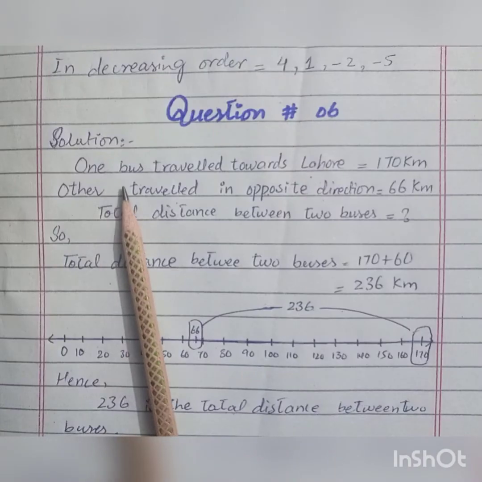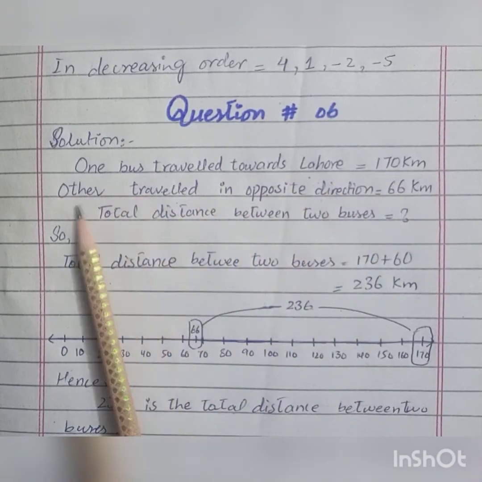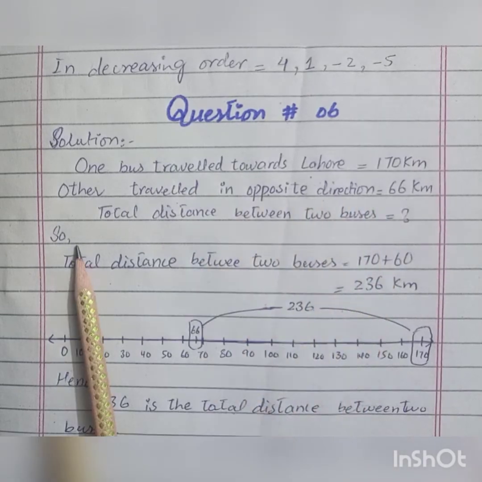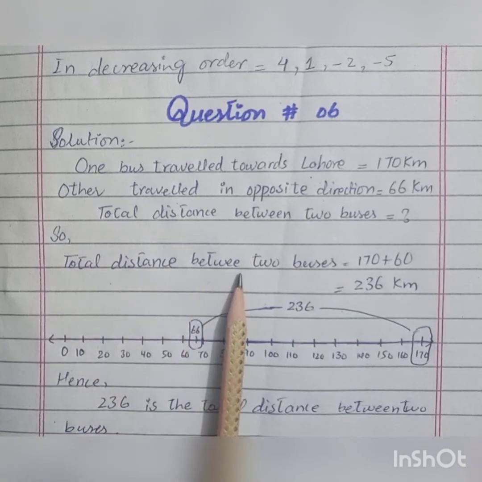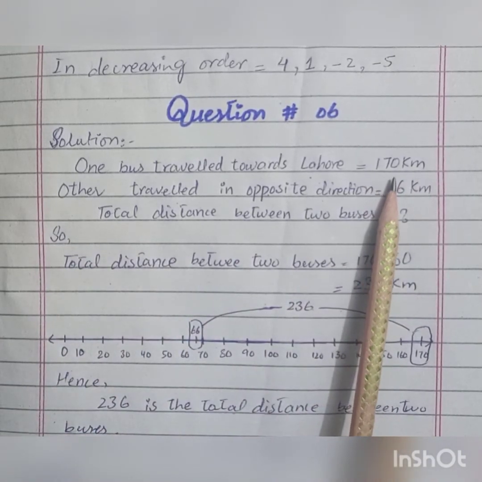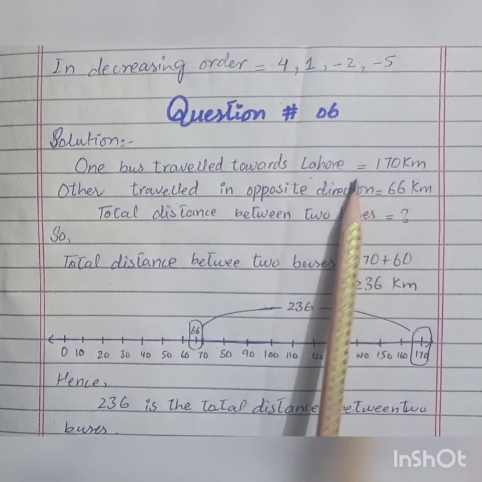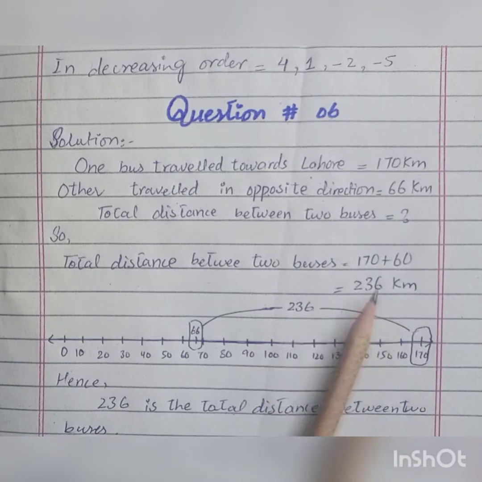Here is the solution. You can see that one bus traveled towards Lahore is equal to 170 km. Other traveled in opposite direction is equal to 66 km. We have to find the total distance between two buses. So students, the total distance between two buses will be 170 km that one bus traveled and 66 km that another bus traveled. If we find the sum, then the answer is 236 km. It means that is the total distance between two buses.